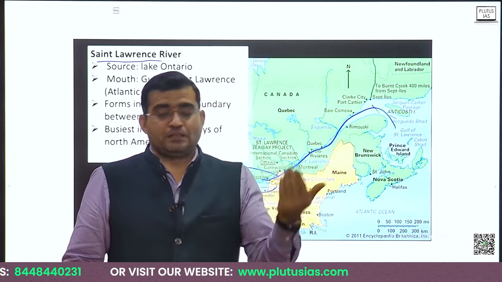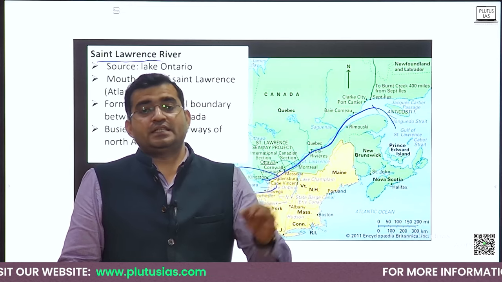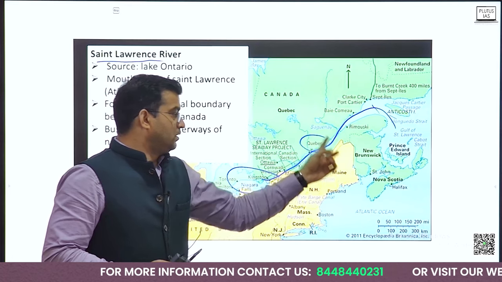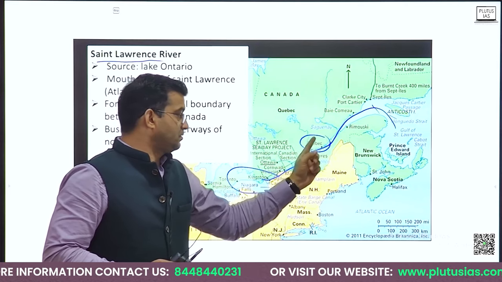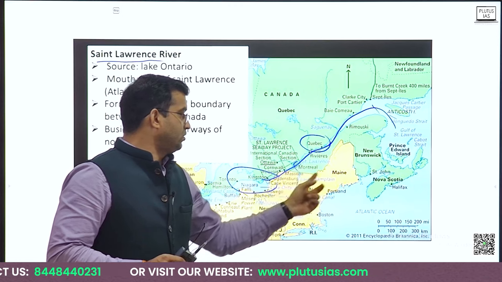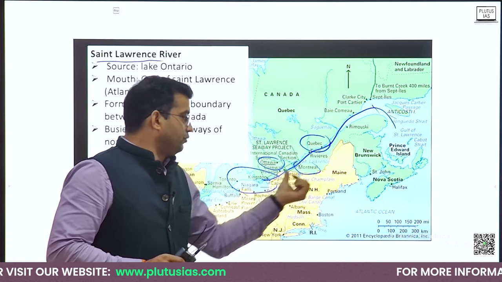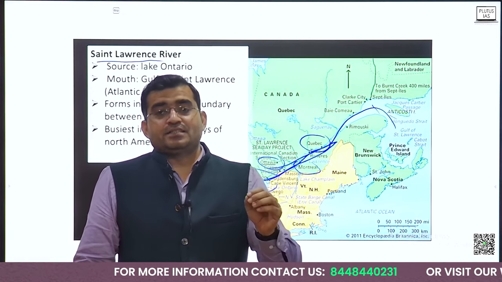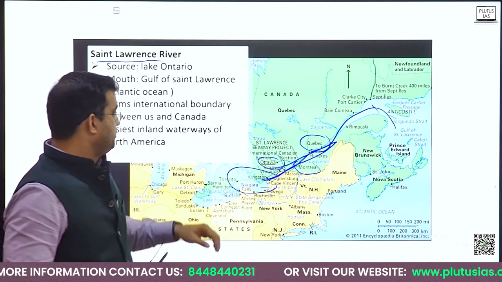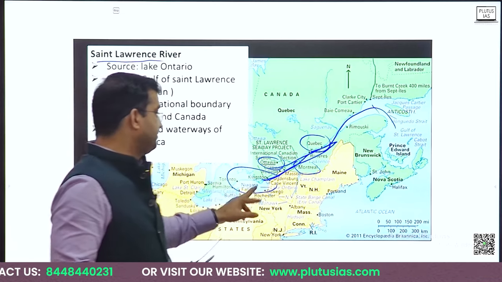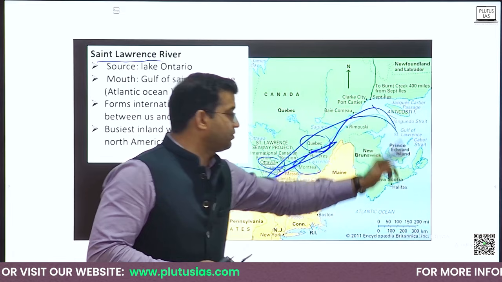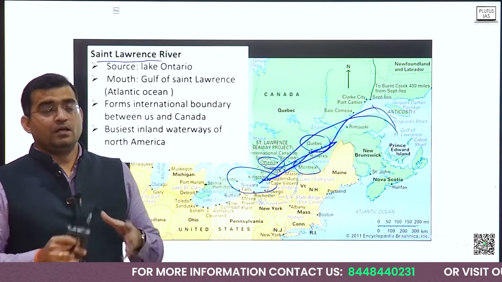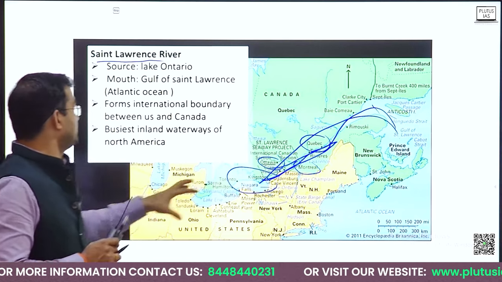Earlier, Europeans utilized this river for trade and transport. That is why, at present, most of the big cities and mega cities of Canada, whether Quebec, Montreal, or Ottawa, are all located on the bank of the St. Lawrence River. The St. Lawrence River also offers connectivity from Lake Ontario to the sea, so one can easily enter the mainland of North America through this river. So these are the things.